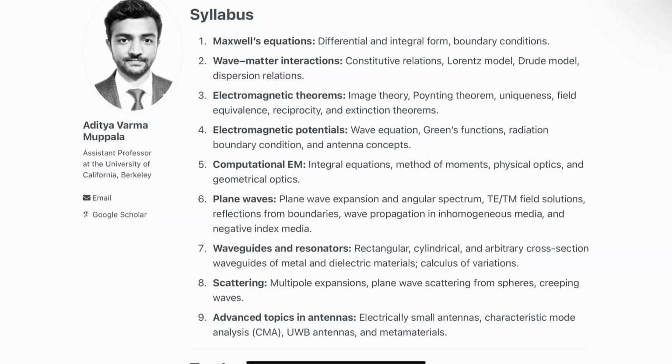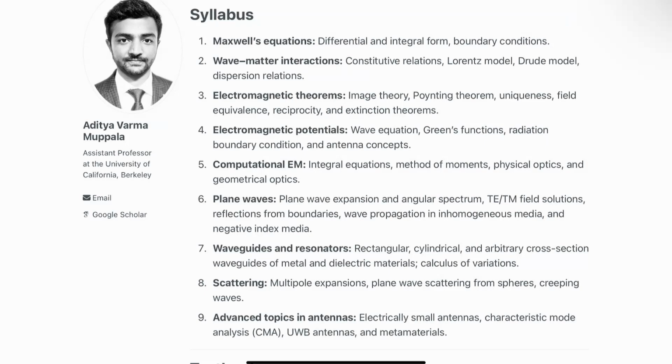Following that, we'll discuss plane waves, plane wave reflection and transmission through boundaries, and plane wave propagation in different kinds of media. And then following that, we'll do waveguides and resonators in different geometries, so rectangular, cylindrical, and arbitrary cross-section waveguides. And we'll actually look at a cool technique called calculus of variations, which allows you to solve waveguide modes for an arbitrary cross-section waveguide numerically.